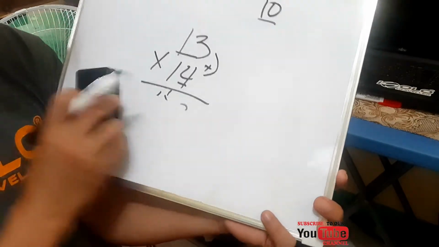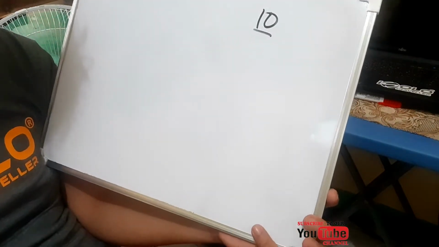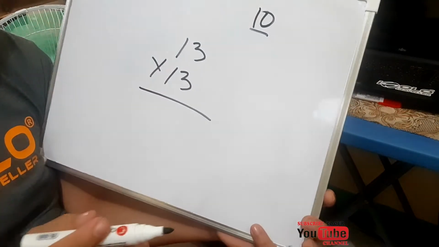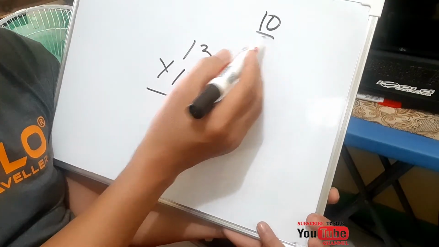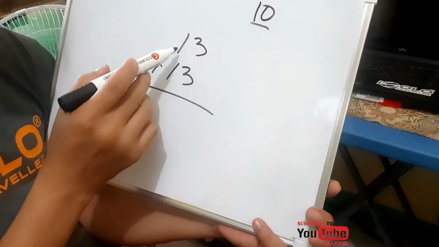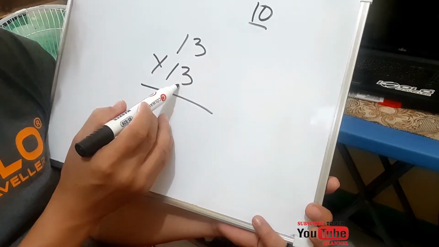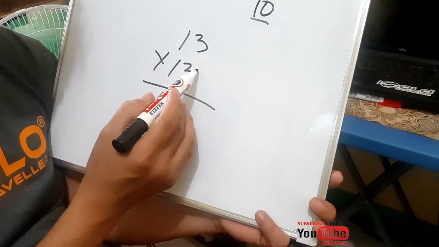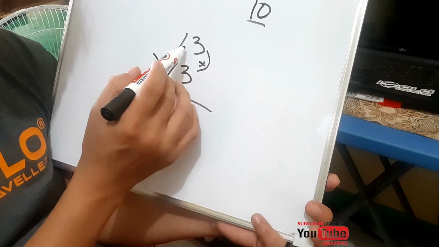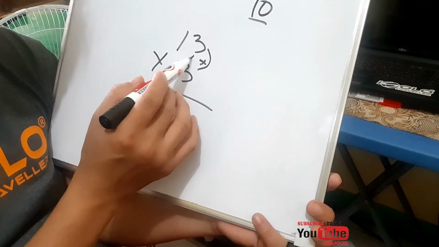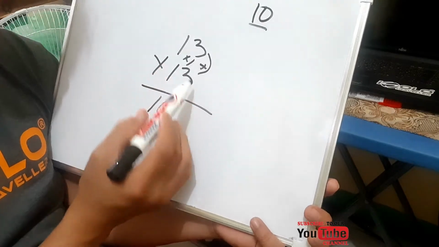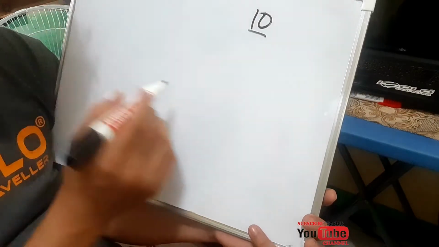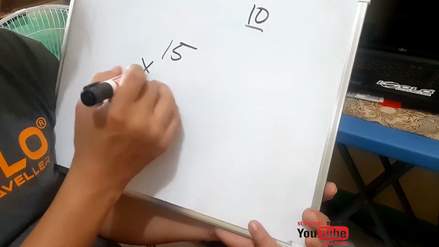Okay, let's get another example using base 10. 13 times 13. Okay, you answer this. We're still in base 10. Okay, add this 3 to the entire 13. Okay, 16. Right? Plus this together. And 3 times 3 is 9. That's your answer.